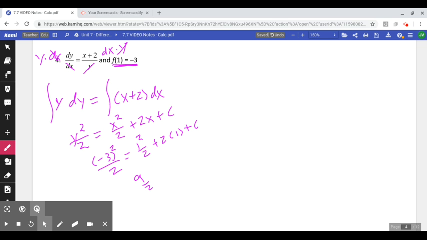9/2 will be our fraction on the left. On the right, we're going to have 1/2 plus 2, which is 5/2. And if we subtract 9 over 2 and 5 over 2, we wind up with 4 over 2, which is also 2. So c has to be 2 for this one. We're going to take this line in our work, and we're just going to replace that c value with what we found it to be, which is 2.